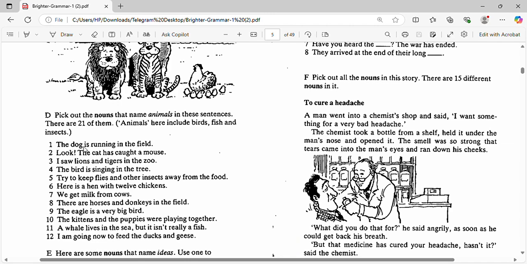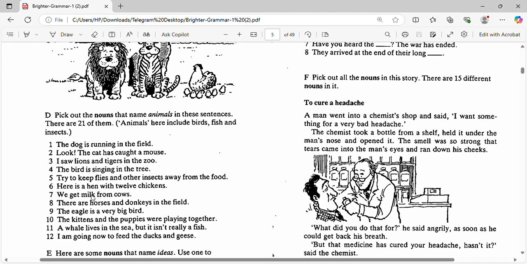The dog is running in the field. Dog. Look, the cat has caught a mouse. Cat, mouse. I saw lions and tigers in the zoo. Lions, tigers. The bird is singing in the tree. Bird. Try to keep flies and other insects away from the food. Flies, insects. Here is a hen with 12 chickens. Hen, chickens.